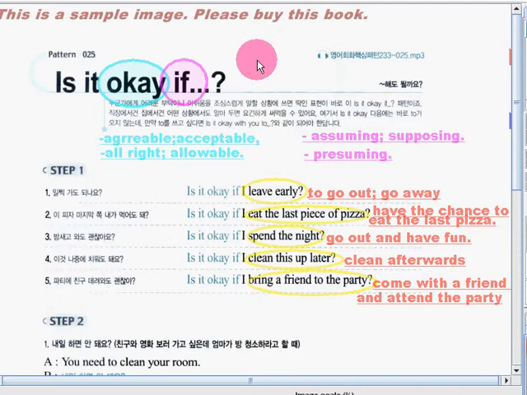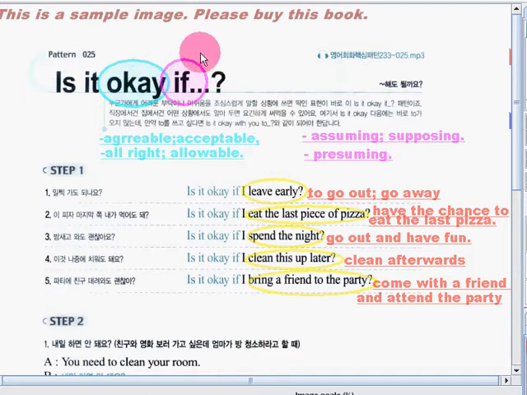Now we have a new pattern to discuss, okay? And this is unit number 5. So we had our warm-up pattern last class or video, and it is the pattern "is it". Okay, so now we will start discussing this pattern. Our pattern for today is the pattern "is it okay if?"